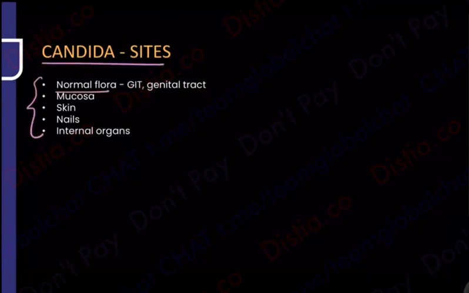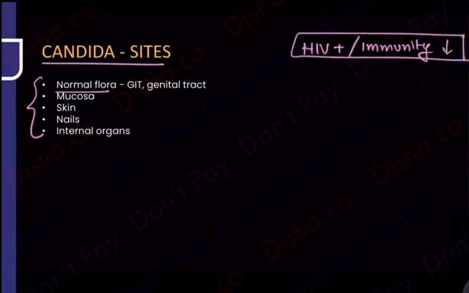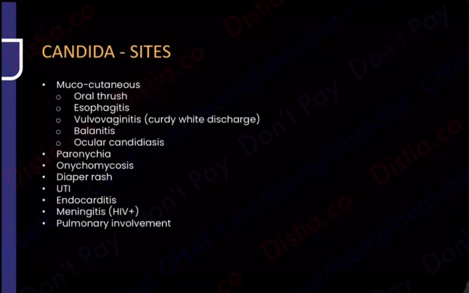And now I'm going to tell you that when the immunity of the person goes down, for whatever reason, maybe because of HIV or whatsoever, when the person is immunocompromised, then this normal flora can only end up causing infections, right? So what are the different types of infections? And this I've all written because I think when you start enumerating, every part of the organ of the body is affected. So let's go with the common ones.